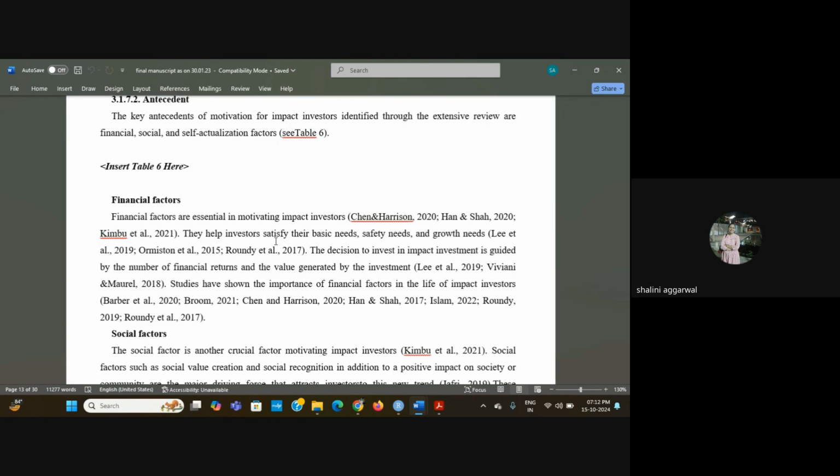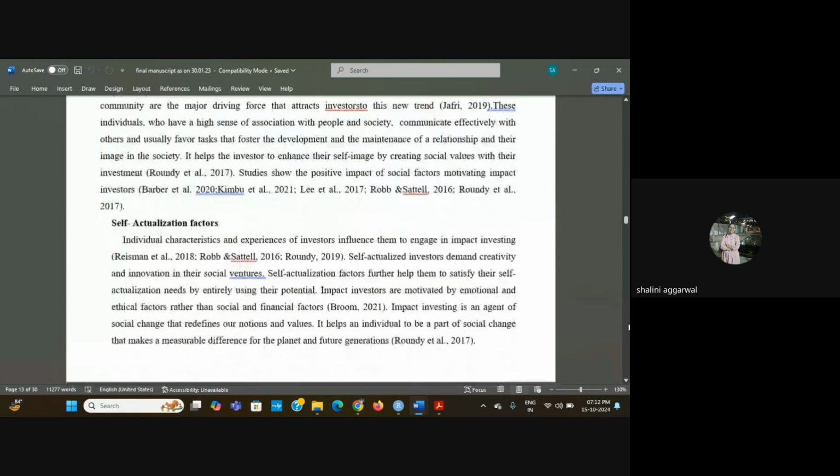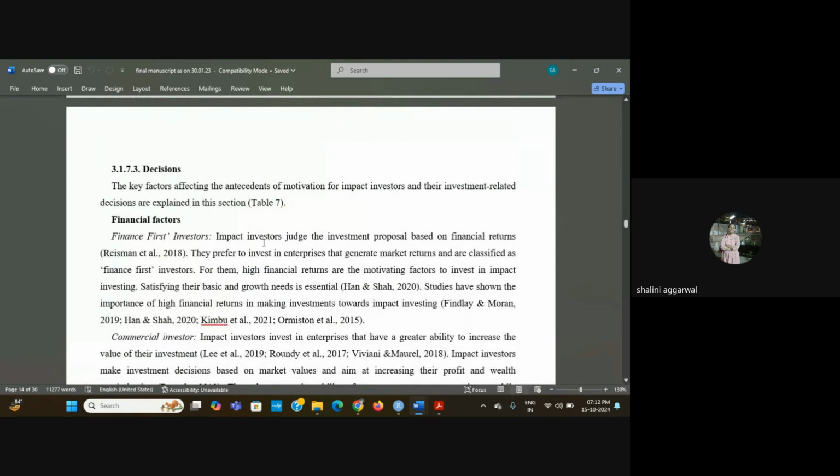So now I am telling you how you write the ADO model framework in your paper. First of all, I have written a paragraph about these three factors: financial factors, social factors, and self-actualization factor. Second is the decision. The next part of the ADO model is the decision. Within it, first are the financial factors, and I have mentioned a paragraph for each one of their different aspects.